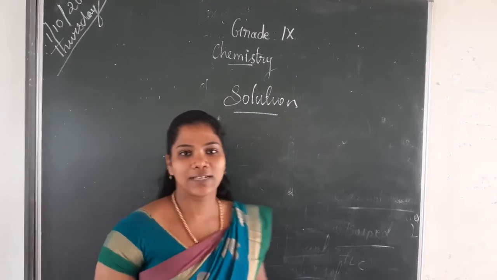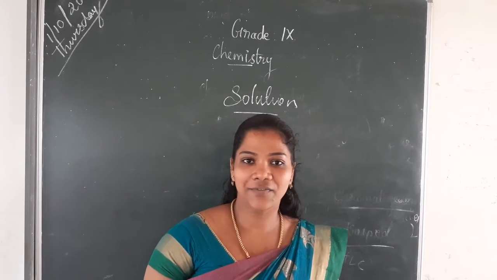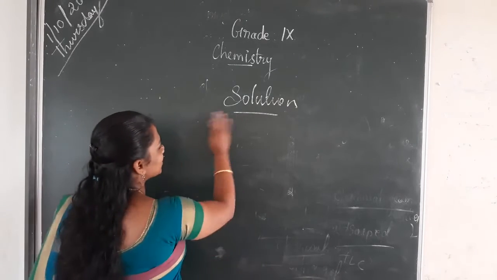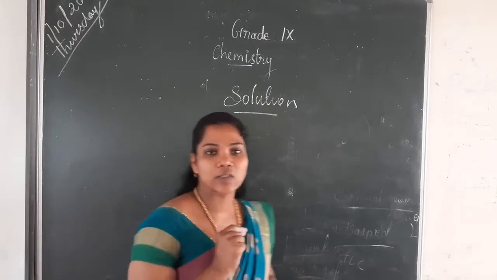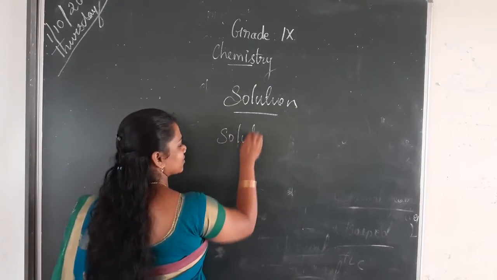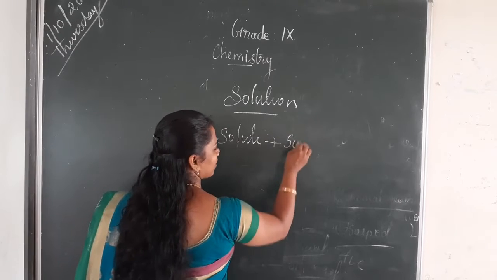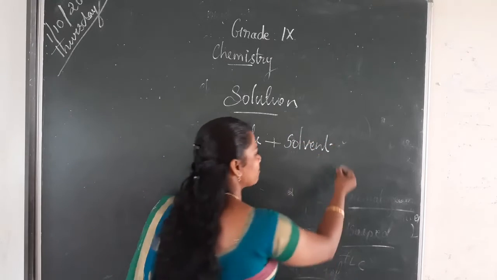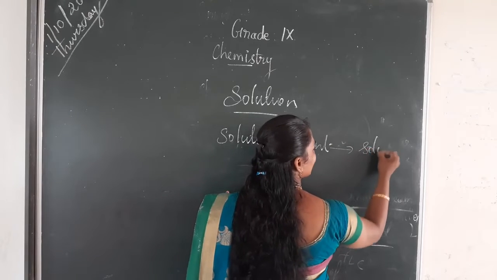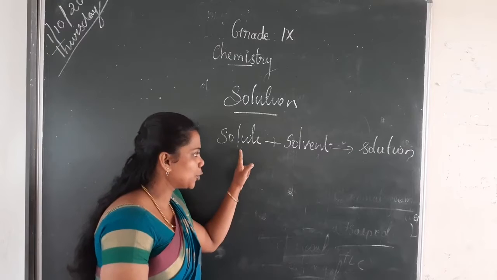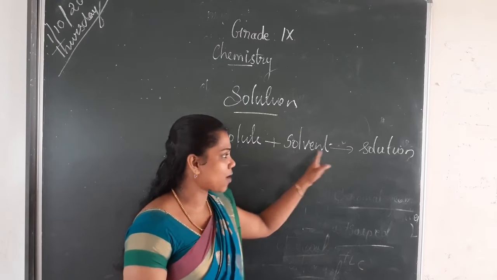Solution. You all know what is solution. Already we have seen, isn't it? A solution contains 2 main components. One is solute. The next one is solvent. When the solute is dissolved in solvent, it forms a solution. How is the solution prepared? When solute gets dissolved in the solvent, we form a solution.